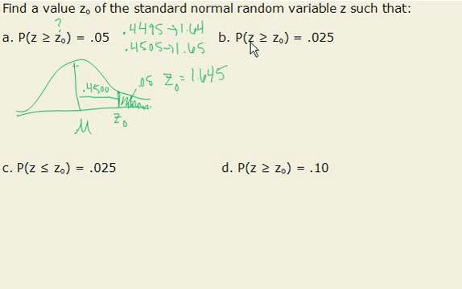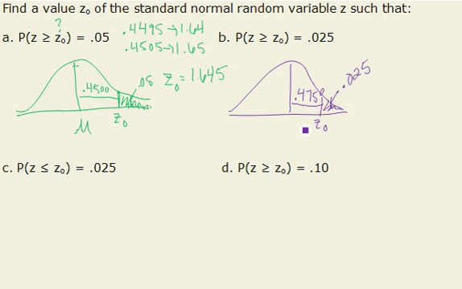Moving on, I again have z greater than or equal to some z sub naught, and the probability of that is 0.025. So again, I'm looking at a z sub naught on the right side of my normal curve, with the probability being 0.025. Well, if the probability is 0.025, then from the mean out, I have a probability of 0.4750. Looking this up on my z-score chart, I see that that is exactly 1.96.